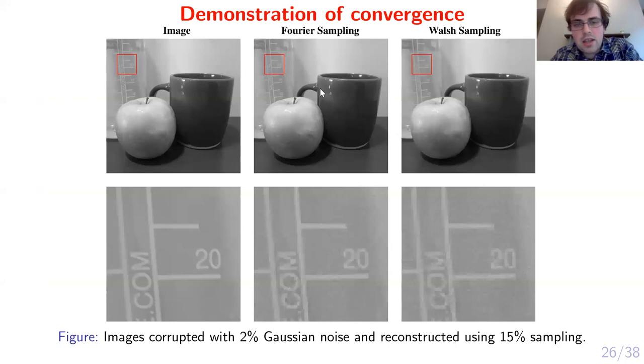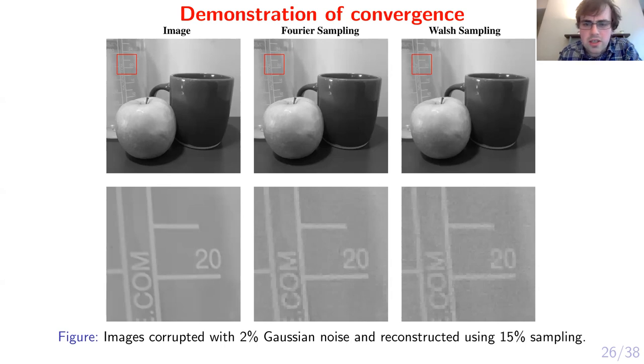So here I'm just taking the example of Fourier reconstruction. A will correspond to the discrete Fourier transform. Here is the image, with a zoomed in section at the bottom. I'm going to consider Fourier sampling, discrete Fourier transform, and also binary sampling as well. This is the reconstruction using these neural networks. 15% subsampling, so that means that you only see 15% of the rows of the corresponding transform, and the input is corrupted with 2% Gaussian noise. Okay, so the reconstruction is pretty good.